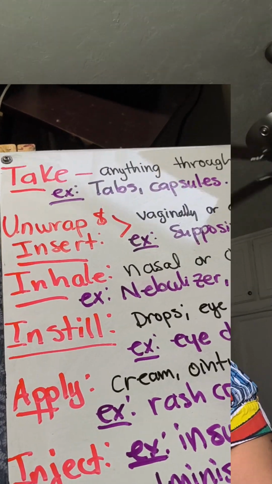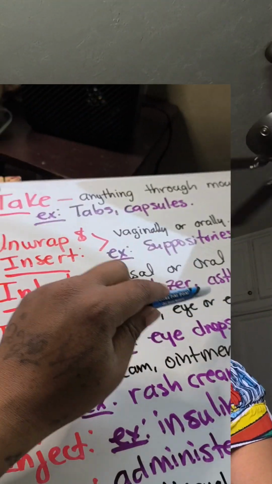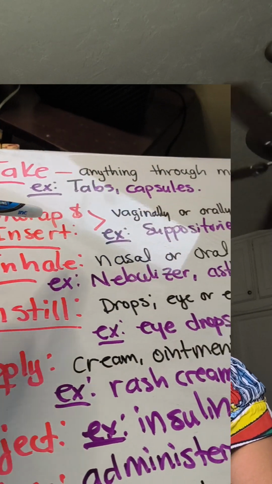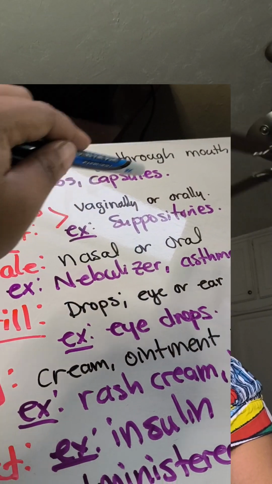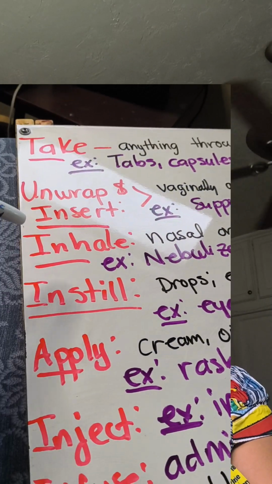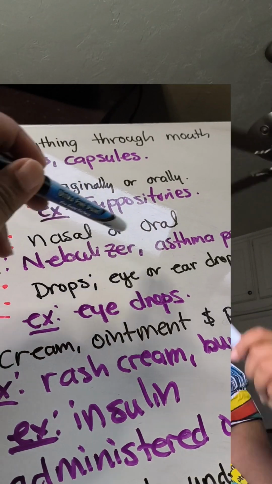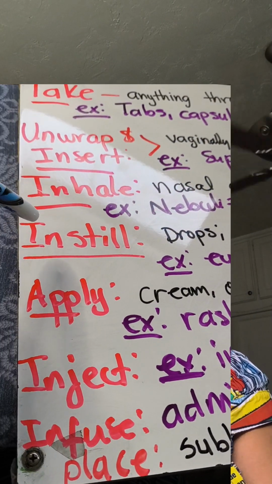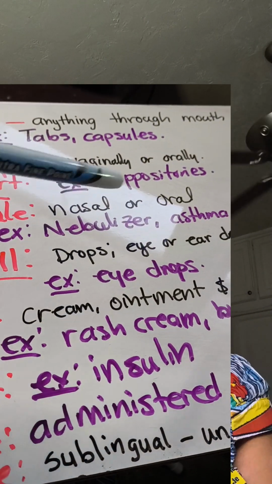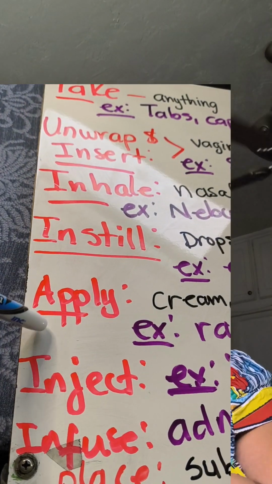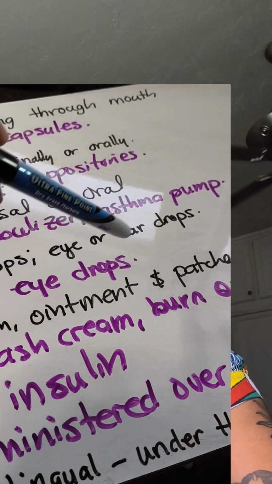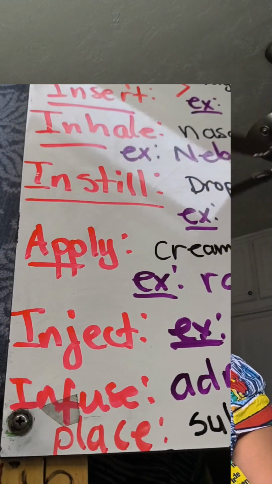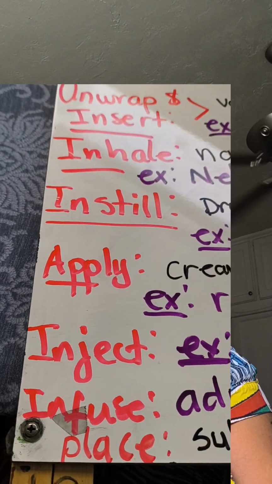Examples would be rash cream, burn ointment, when somebody gets burned. And the last one was patches. You apply a patch. So like a birth control patch or a smoking cessation patch. Next I have inject. Inject would obviously be for injections like insulin. Example would be insulin.